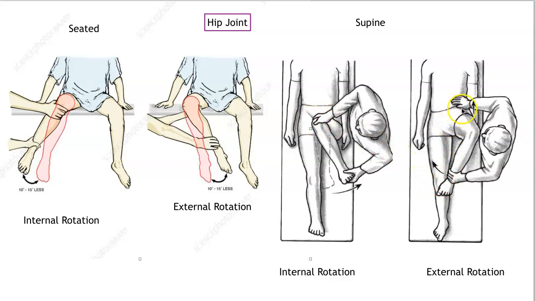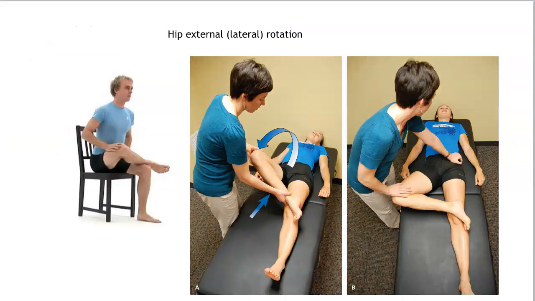External rotation, remember the action is happening at the head of the femur and the acetabulum. Now the long axis of the femur is more laterally located. Internal rotation, external rotation.